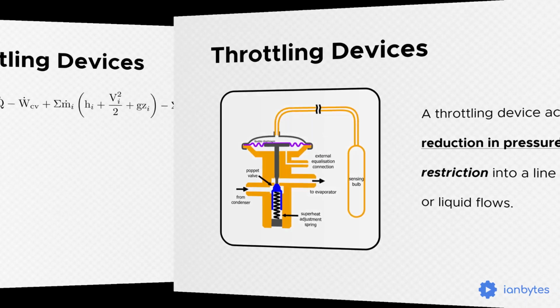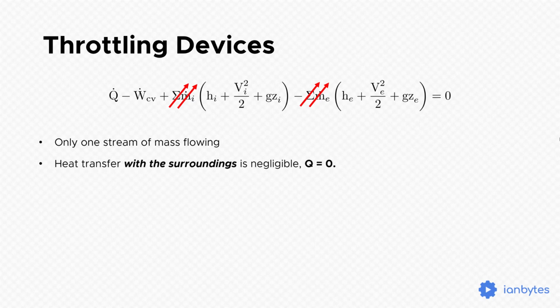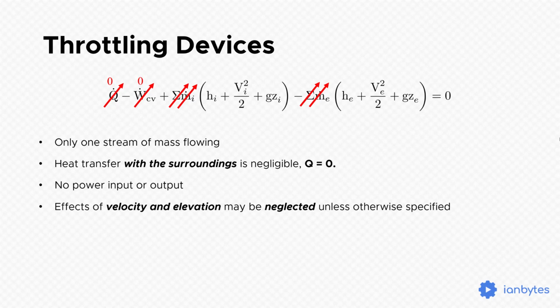Now, let's derive the energy equation for throttling devices. Sa ating flow, meron lang tayong isang stream of mass flowing in and out of the throttling device, so we can actually omit the sigma notation here. We can also assume na walang heat transfer with the environment, so Q dot will just be equal to 0. Nasabi din natin kanina na ang throttling device ay hindi work-producing or work-receiving device. So, automatically, W dot CV will vanish. We can also neglect the effects of velocity and elevation of the streams of masses. Kaya naman, pwede nating tanggalin ang contribution ng kinetic at potential energies. Finally, we have this very simple energy equation for throttling devices.